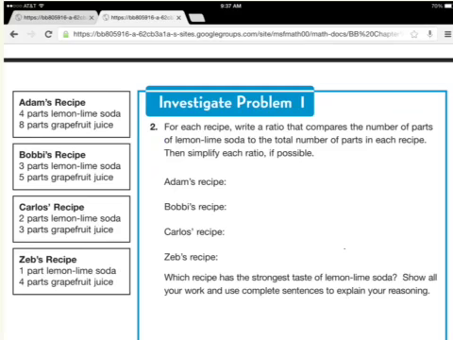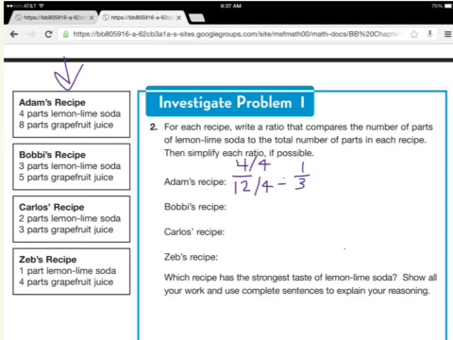Go. Our next question is, for each recipe, write a ratio that compares the number of parts of lemon lime soda to the total number of parts in each recipe. And they do a handy dandy nice job right there of giving us the total parts. So go ahead in your notes, and Adam's lemon lime is 4 out of total parts of 12. I'm going to reduce top and bottom by 4, and I'll get 1/3.